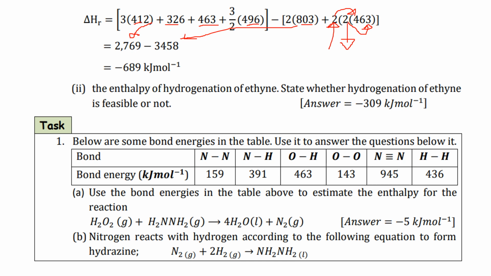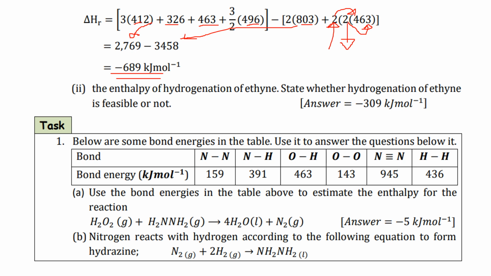And the energy, most of the time, is going to be negative, to show you that product formation, or formation of bonds, always releases energy, so that's why it's always negative. So it's going to be negative 689 kilojoules per mole. And Roman number 2, we are going to be saying that the hydrogenation of ethane is feasible.